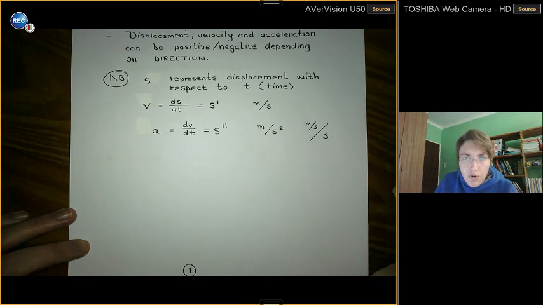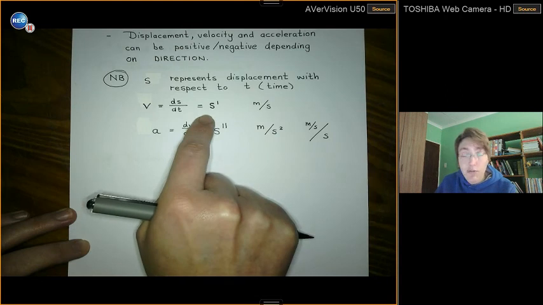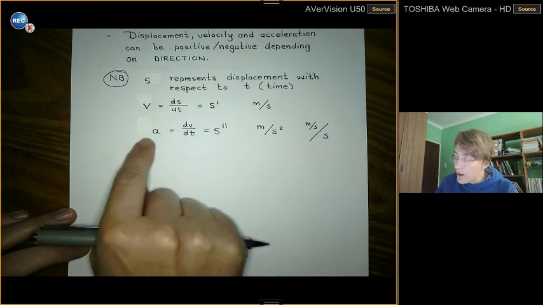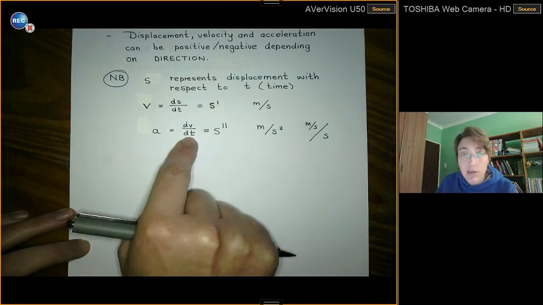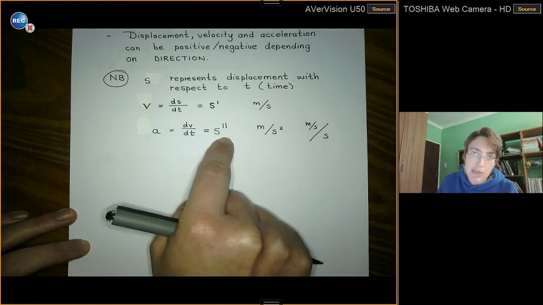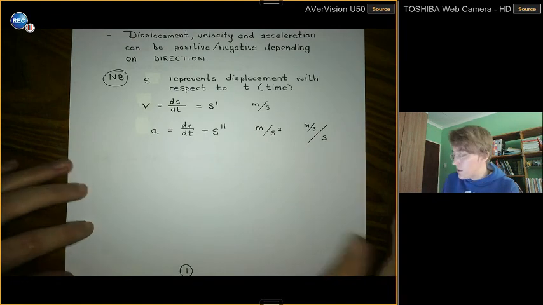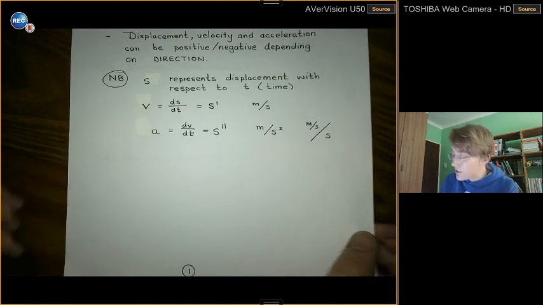You need to be very, very clear that velocity is the first derivative of displacement over time, and acceleration is the first derivative of velocity over time, or it could be the second derivative of displacement over time. So please, people, get that very firmly entrenched in your mind. Okay, let's start looking at some examples.